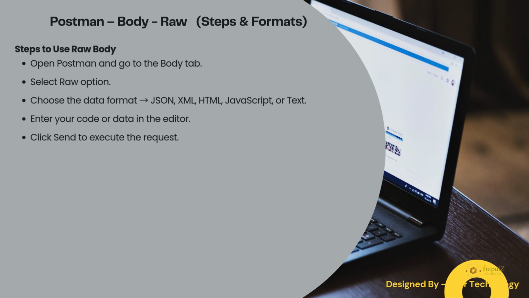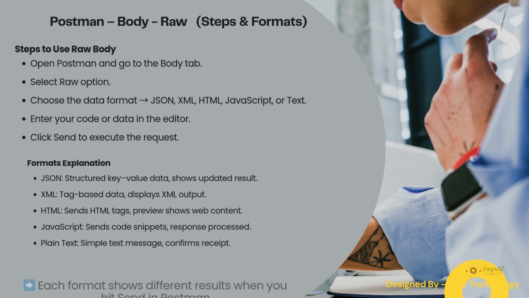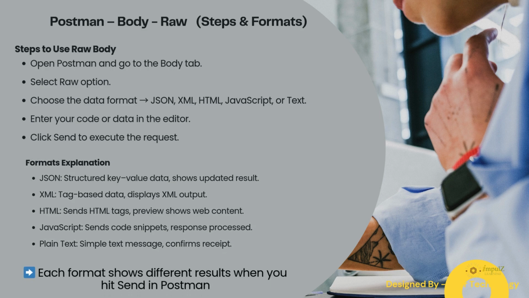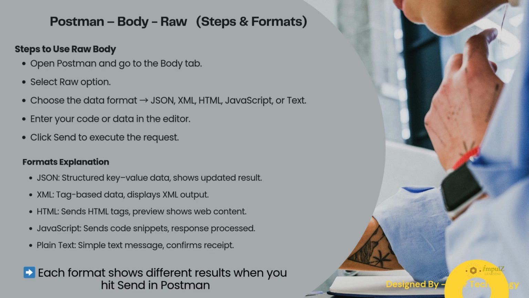Open Postman and go to the body tab. Select raw option. Choose the data format: XML, HTML, JavaScript, or text. Enter your code or data in the editor. Click Send to execute the request.